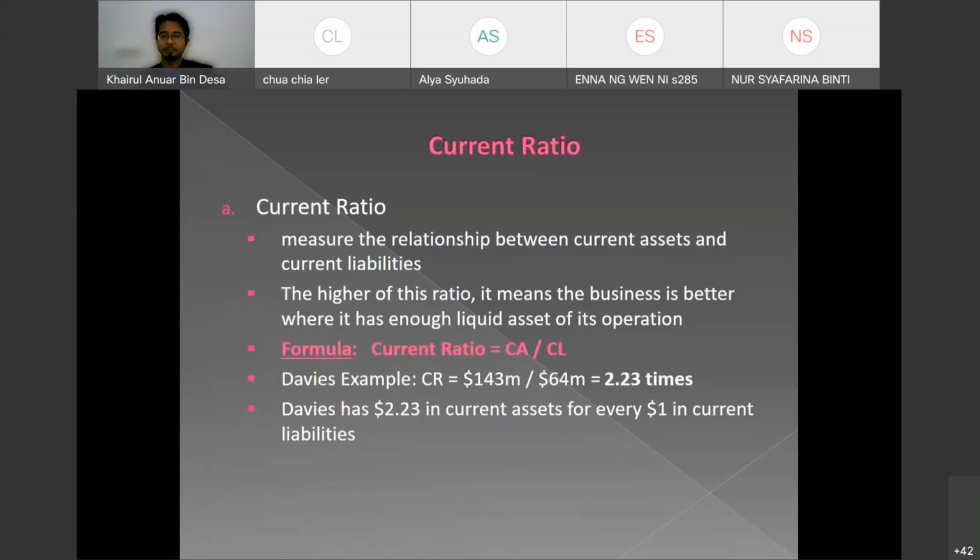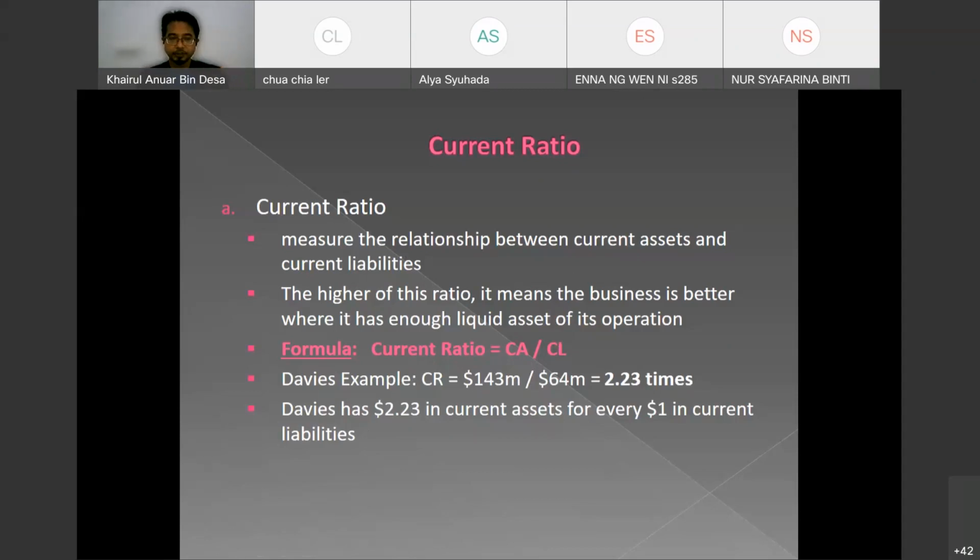Okay, current ratio. Nisbah semasa. Current ratio, as I mentioned earlier, is short term. Short term means less than 1 year. It measures the relationship between current asset and current liability. Mengukur perbandingan ataupun nisbah di antara current asset and current liability. This is the formula: current asset over current liability. Current asset divided by the current liability.